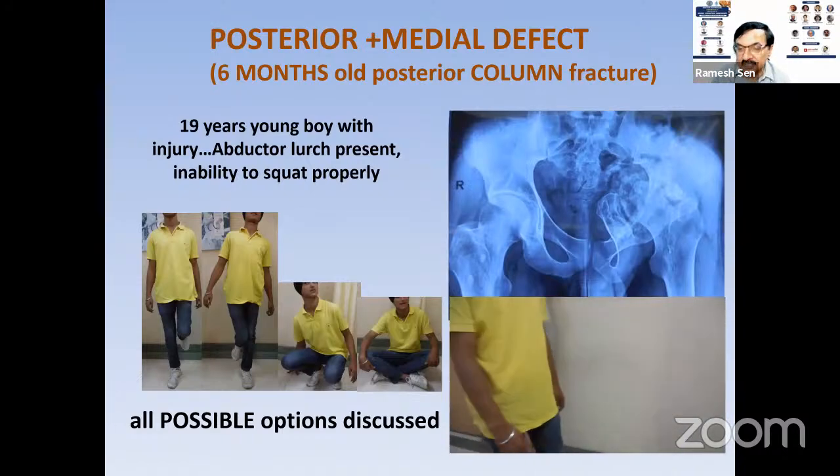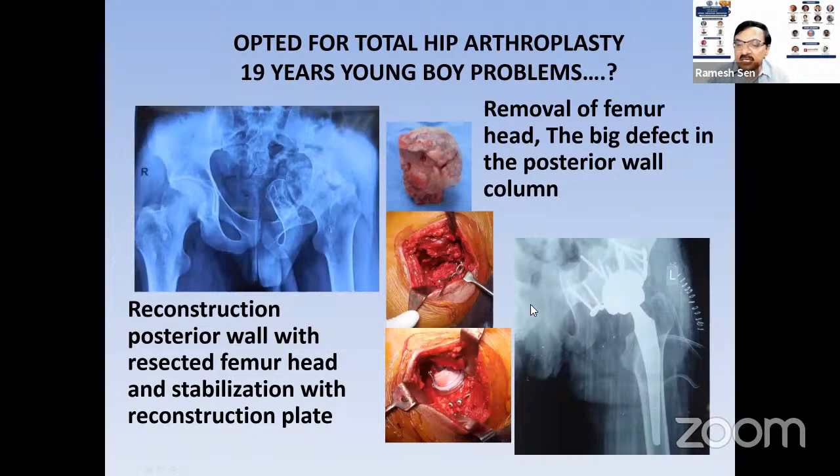And that is the reason. So we went on to him, and you see the head was very bad when we took it out. Still, we freshened it up, put it up as a posterior wall. We did not try to bring this posterior column back to its position. So it was just built up like this place.